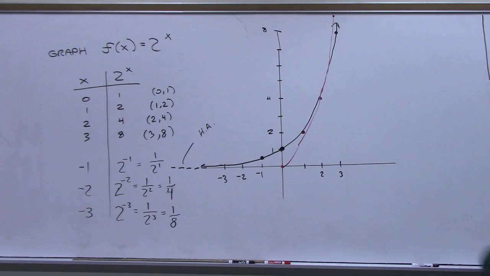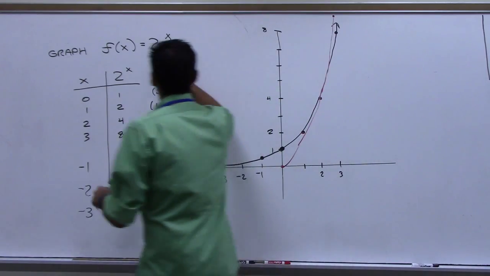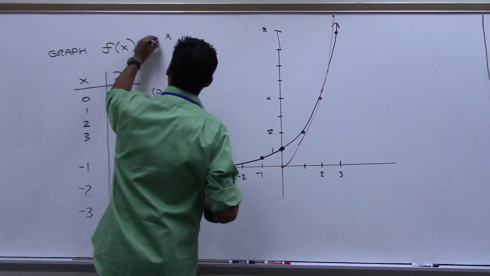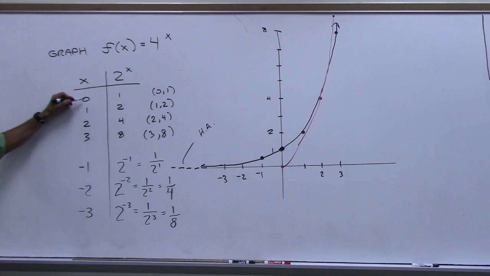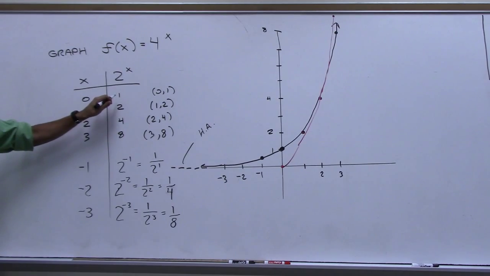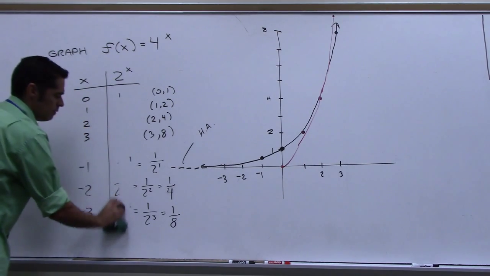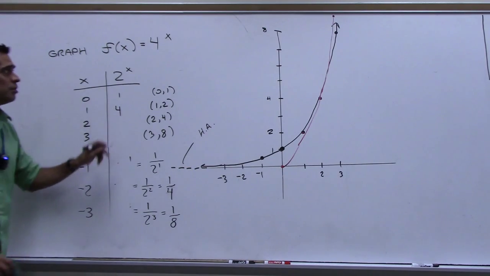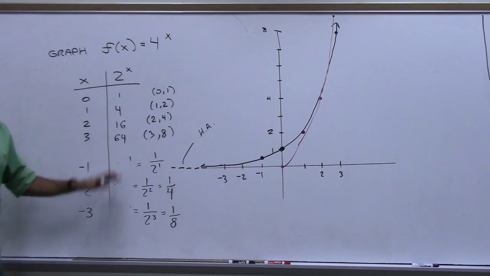Okay, that's what 2 to the x looks like. How would we do a different exponential like 4 to the x? What would be the only difference here? These numbers. So 0 would get you what? 1 still, right? 1, though, would get you 4. 2 would get you 16. 3 would get you 64. And so you keep going.